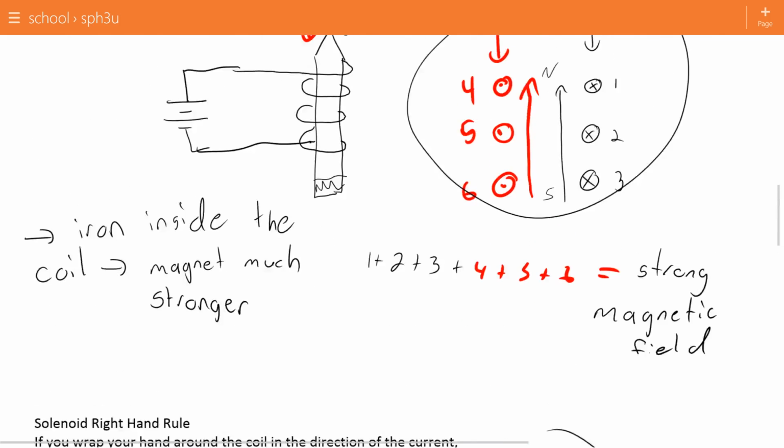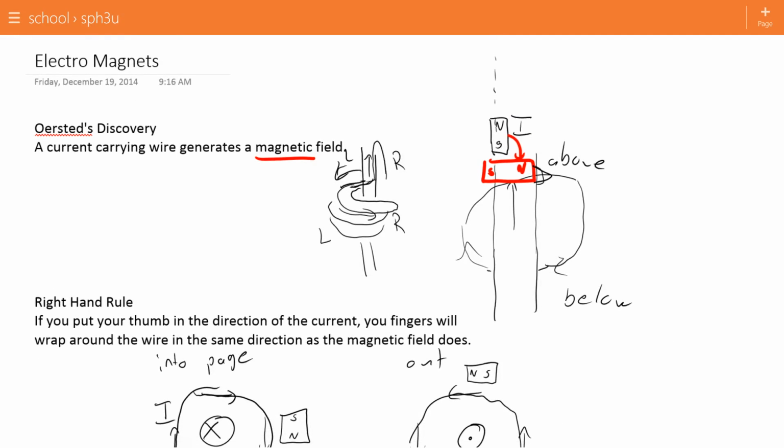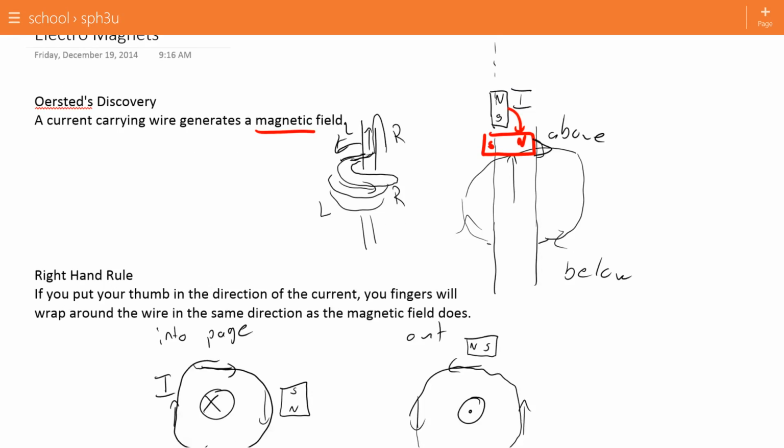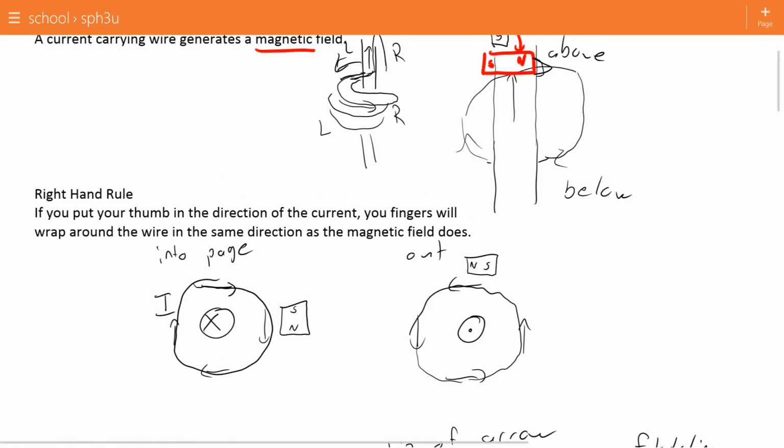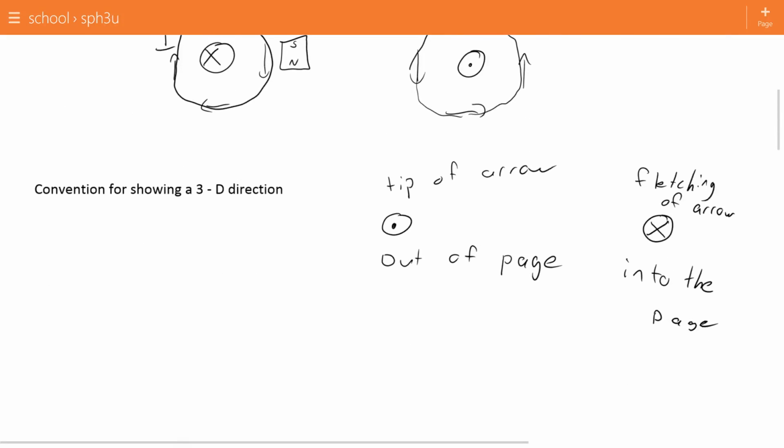Let's just go through a quick review again. I think that's worthwhile. If you have a current passing through a wire, it's going to create a magnetic field. There's some relationship between electricity and magnetism. We don't totally understand it yet, but we're just starting to look into it. We can tell because if we take a magnet and put it near a current-carrying wire, it's always going to turn in the same direction.